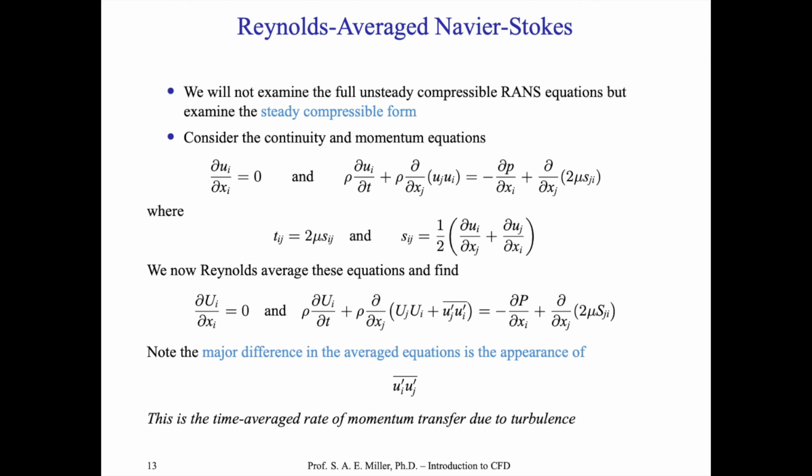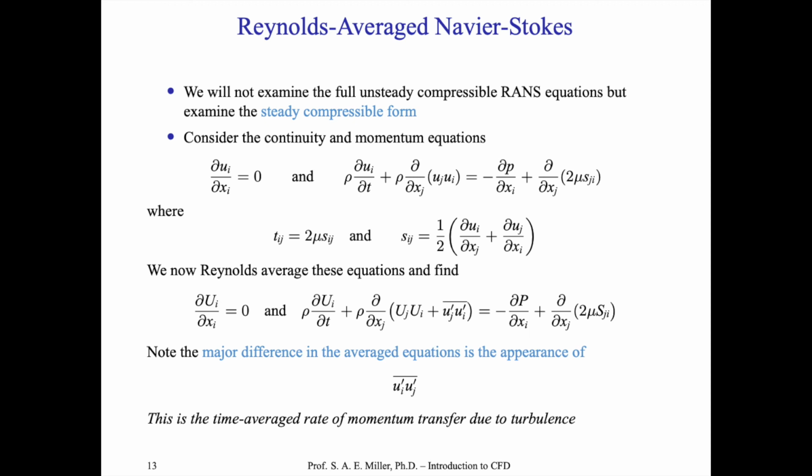We'll have rho of partial u partial t plus rho of partial x_j u_i is equal to the right-hand side: the pressure gradient plus the stress terms. We've already talked about these before, so we won't review them again, but they're basically the viscous terms. Now we're going to use the Reynolds averaging approach.